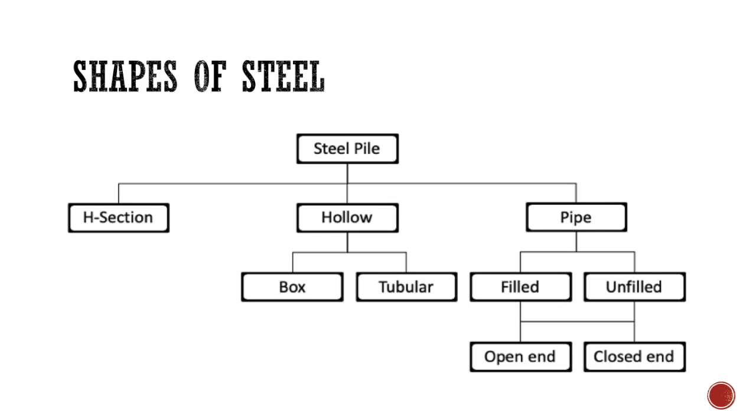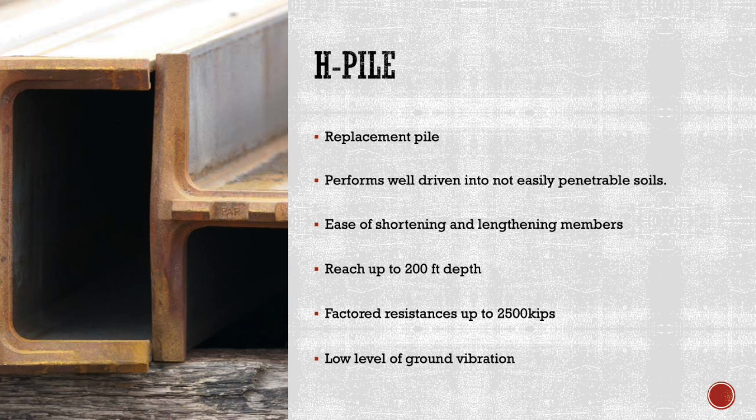There are many different shapes of steel piles, including H-sections, hollow, and pipe. Pipe piles can be described as filled or unfilled, and then open-ended or close-ended. The H-section is a versatile and widely used pile, with a factored resistance of up to 2,500 kips.